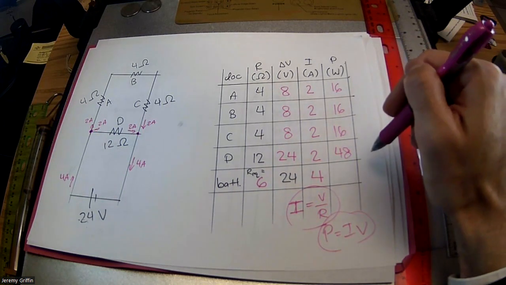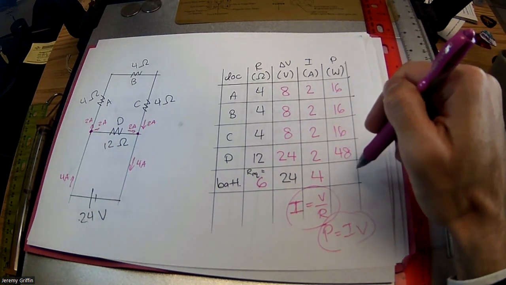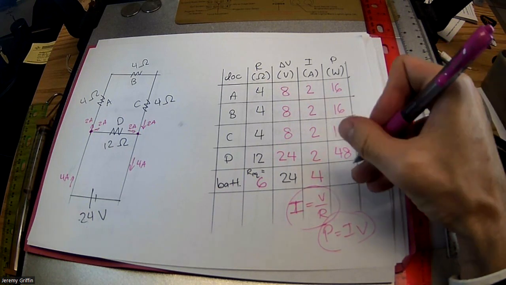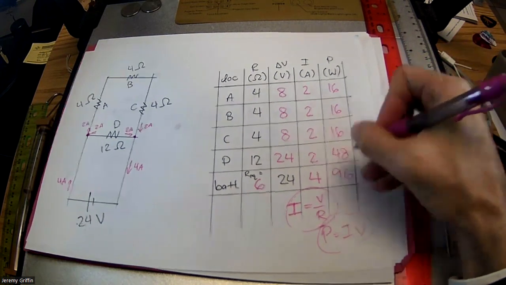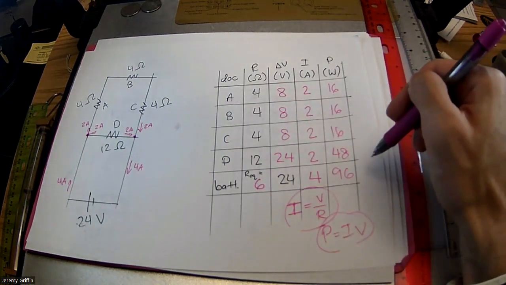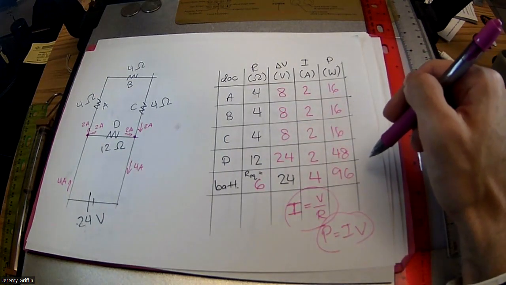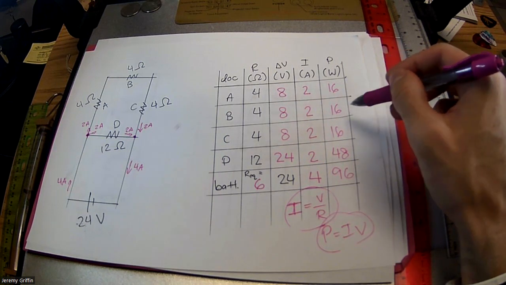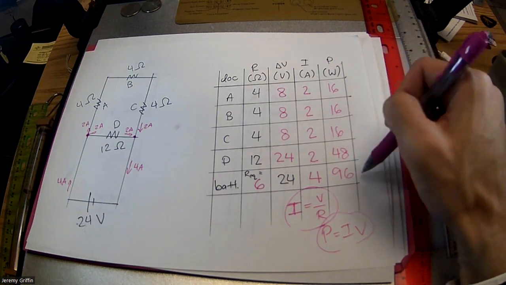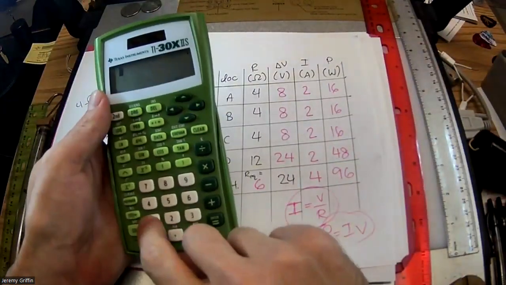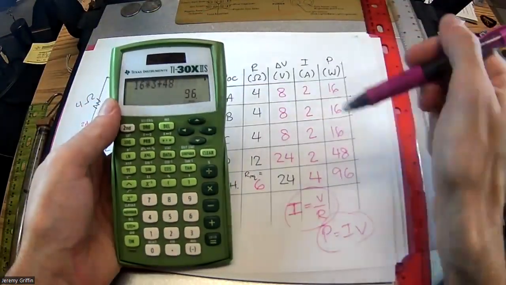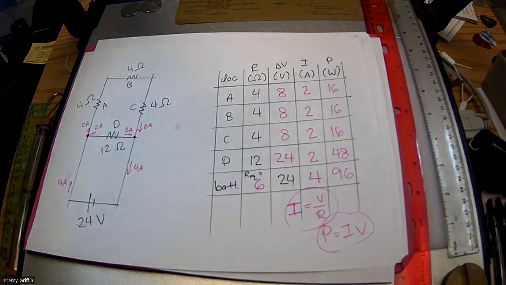And finally, through the battery, how many watts are supplied by the battery? 96. You could go 4 times 24 is 96. Or you could add up all the electricity demanded: 16, 16, 16, and 48. That adds up to 96 also. Let me confirm that. 16 times 3 plus 48 is in fact 96 watts. So electricity supply matches electricity demand.